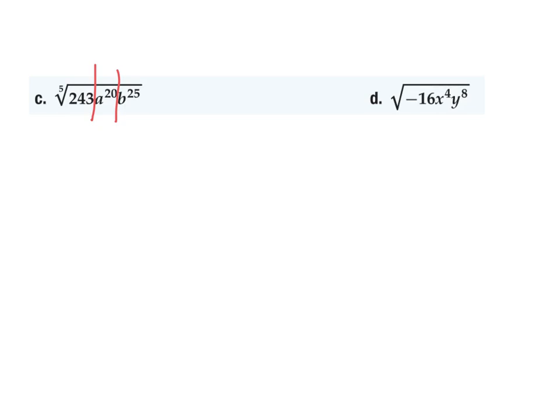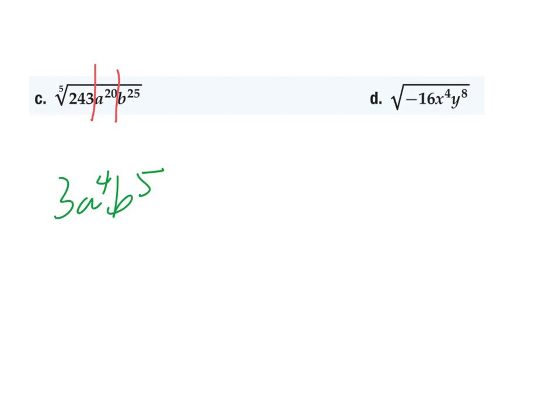So what hopefully you got was 3, a to the 4th, b to the 5th. How many got that? Very good. Okay? So for these ones we don't.